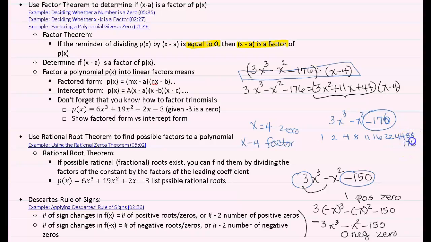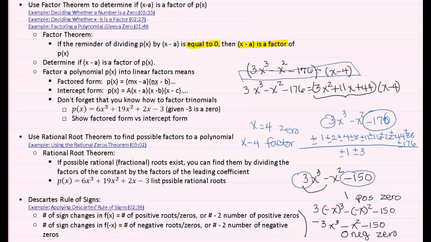And each can be either positive or negative, so we actually have plus or minus 1, plus or minus 2, plus or minus 4, plus or minus 8, plus or minus 11, plus or minus 16, plus or minus 22, plus or minus 44, plus or minus 88, plus or minus 176, that need to be divided by the factors of 3, our leading coefficient, and 3 has the factors of 1 and 3, but they also can be positive and negative.